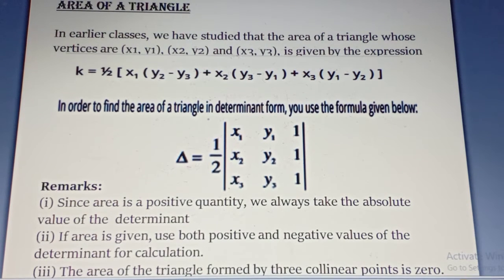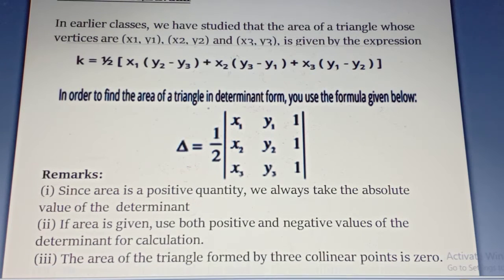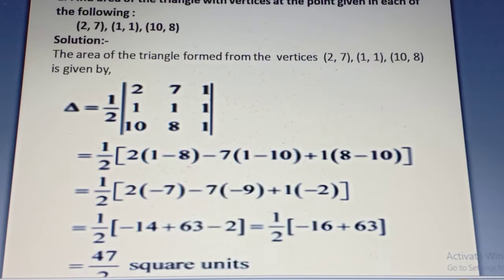So students, the third point is the area of a triangle formed by three collinear points is 0, because when three collinear points are there, no triangle is formed by three collinear points. So the area formed by these three collinear points will be 0. So students, I hope all of you understood the formula of the area of a triangle using determinant. So let us consider a few questions.